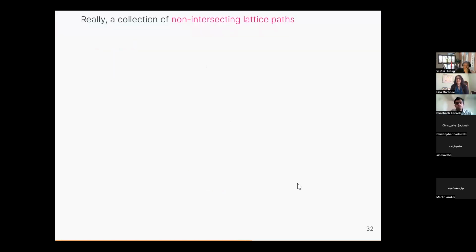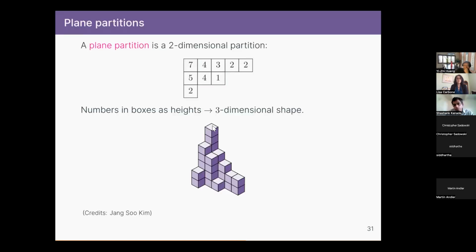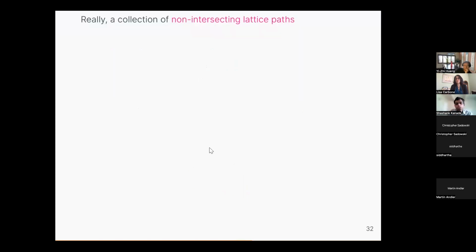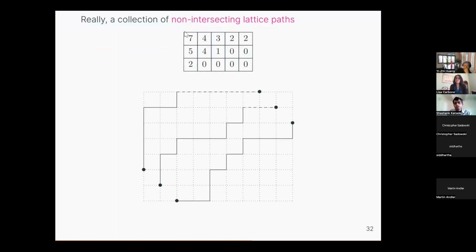And really, you should think of a plane partition as a non-intersecting lattice path. Remember, partitions are lattice paths by tracing out a boundary. So plane partitions are going to be sets of lattice paths, one for each partition, one for each level in your plane partition. So how do you get a lattice path out of it? Well, first of all, pad everything with 0 so that you have a nice rectangular diagram. And now you just put each partition.